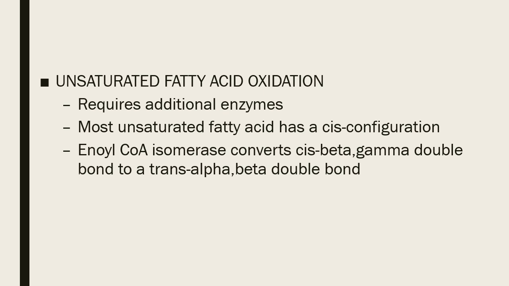So you need to convert the cis into a trans. With that, you need the enzyme enoyl coenzyme A isomerase to convert the cis beta-gamma double bond to a trans alpha-beta double bond. So you have your cis beta-gamma double bond converted to trans alpha-beta double bond.